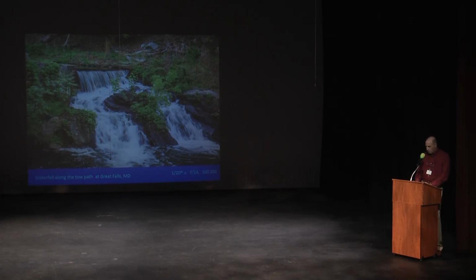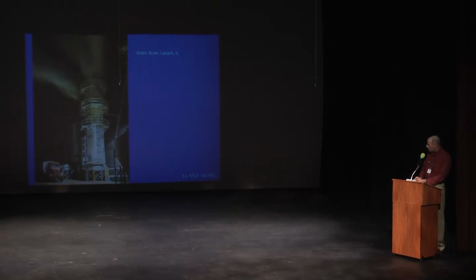So for example, on this one there's a slow shutter speed which shows movement, a high f-stop which gives lots of depth of field, and low ISO makes a smooth image. In this one, the slow shutter speed shows movement. Depth of field's not important since it's shot at night, and the low ISO makes for a smooth image. It's a grain dryer in Illinois.